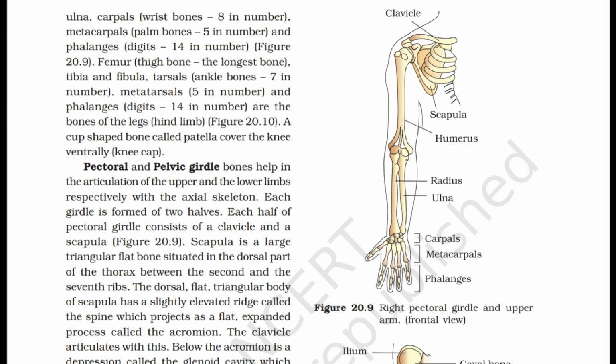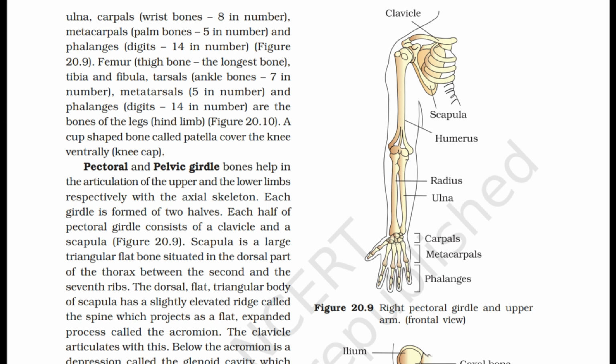Femur, thigh bone, the longest bone, tibia and fibula, tarsals, ankle bones, 7 in number, metatarsals, 5 in number, and phalanges, digits, 14 in number, are the bones of the legs, hind limb. A cup-shaped bone called patella covers the knee ventrally, the kneecap.